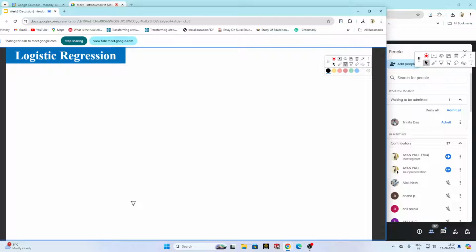Now what is the problem with this linear classification? You can see it in this case. The x-axis is age, and the y-axis is whether a person will take insurance or not. It is encoded in such a way that if the person will not take insurance, it is denoted by 0, and if a person will take insurance, it is denoted by 1. So data points are plotted accordingly.